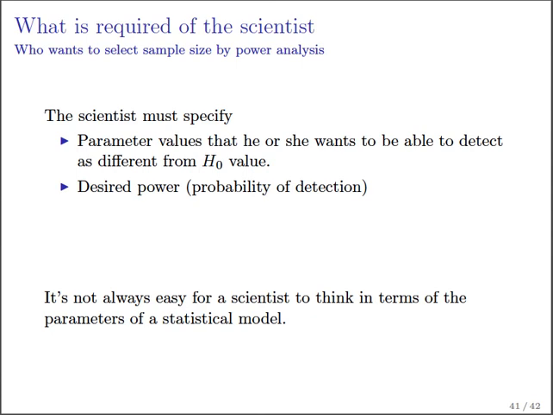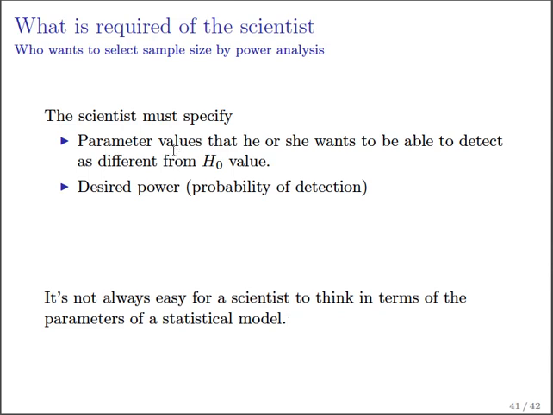And it's not always easy for a scientist to think in terms of the parameters of a statistical model. Scientists tend to think in terms of data. And to the extent that they think about statistical models at all, they see the Greek letters and they think of them as, oh yeah, these are the population values of certain statistics. Yeah, fine. And so sometimes that's a helpful way to think. Scientists can understand parameters as being population values of statistics. And if that works, then the scientist has a chance of thinking of the parameters of a statistical model.